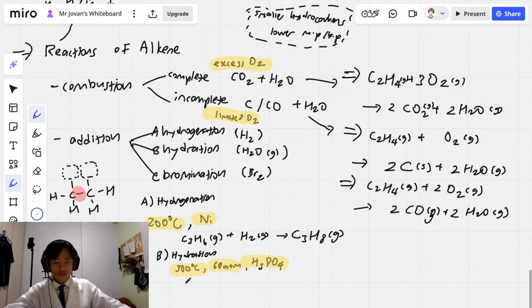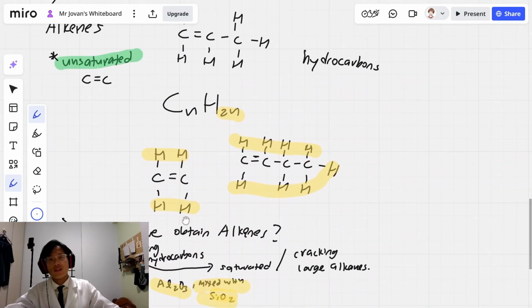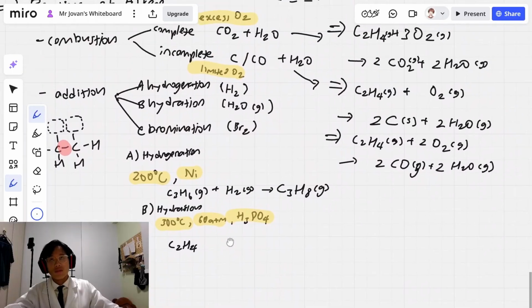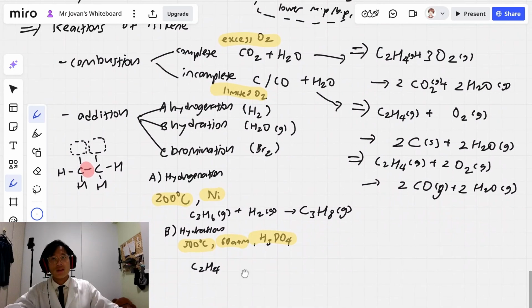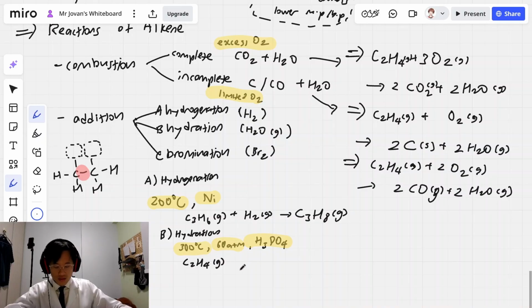And what is the equation? I'm going to use the simplest alkene this time, C2H4. What is C2H4? It is the example that I gave you. I'm going to scroll up. This is C2H4. It is ethene. So we're just going to use ethene as an example here. So C2H4, ethene, acts as a gas, plus H2O. What happens? I actually get alcohol.